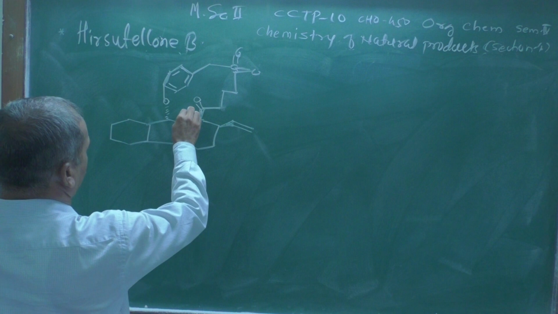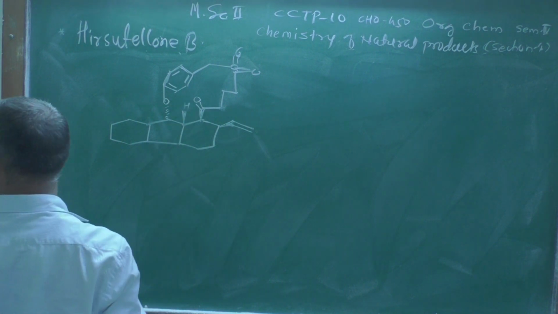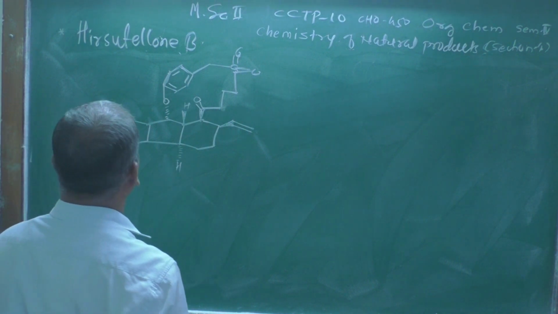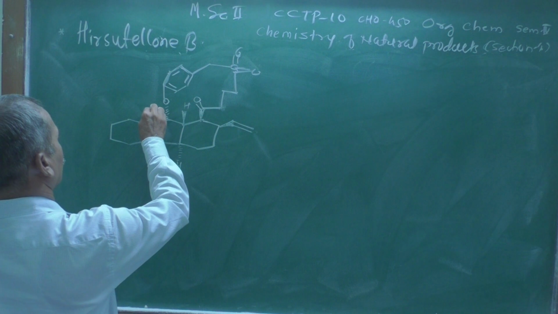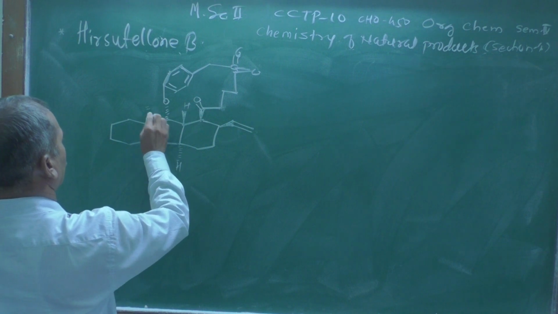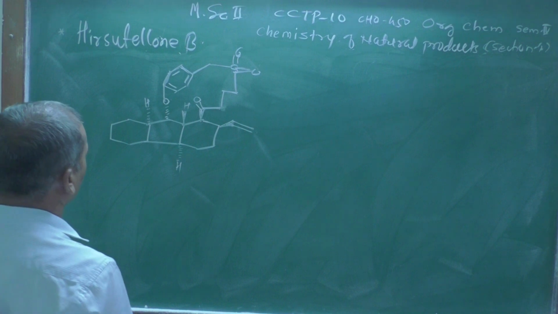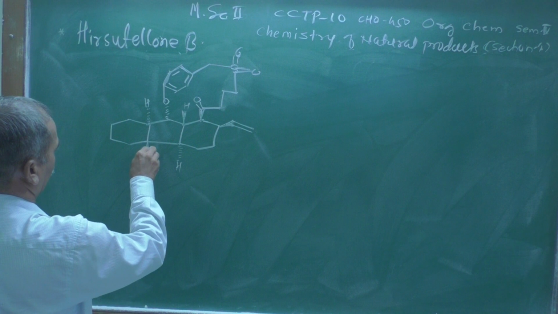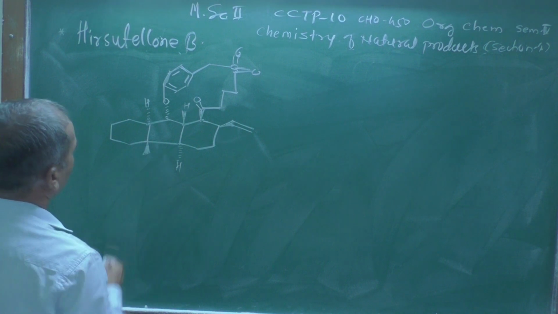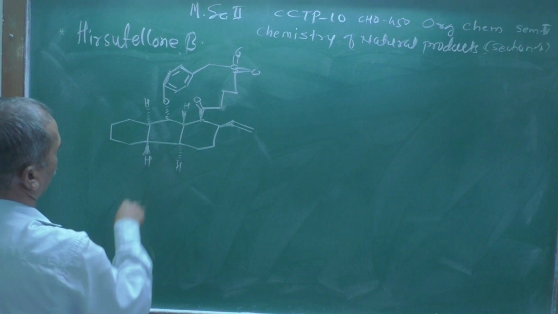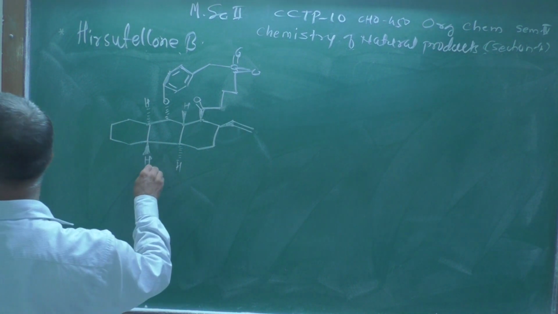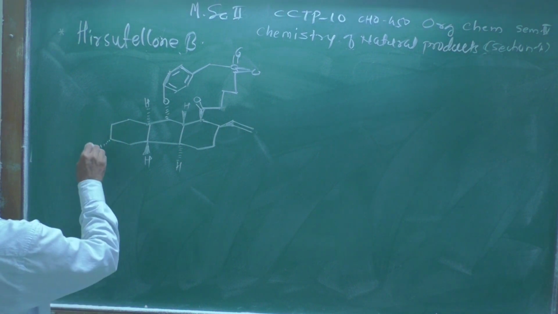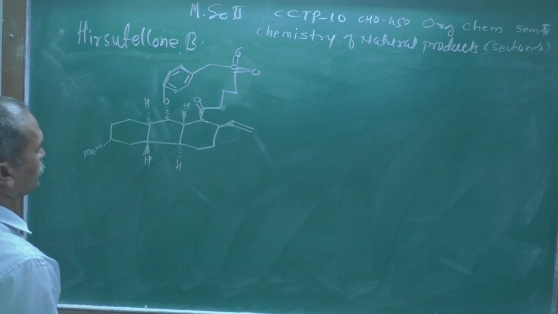Here we can represent the hydrogen atom which is above the plane. Here we can represent the hydrogen atom which is below the plane, and here we can show the hydrogen atom which is below the plane, and at this junction it is trans, and therefore obviously this hydrogen atom is above the plane. Now the methyl group remains as it is.